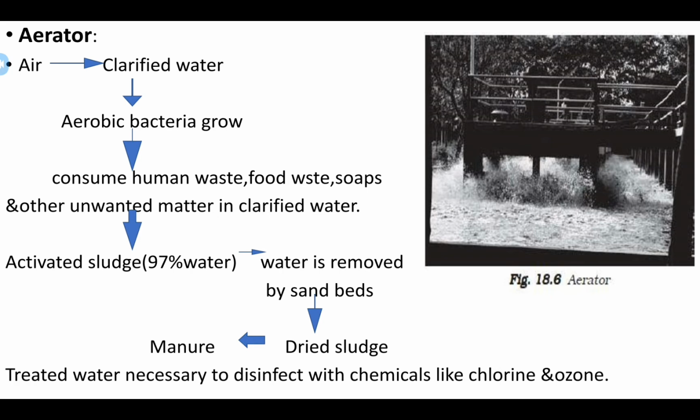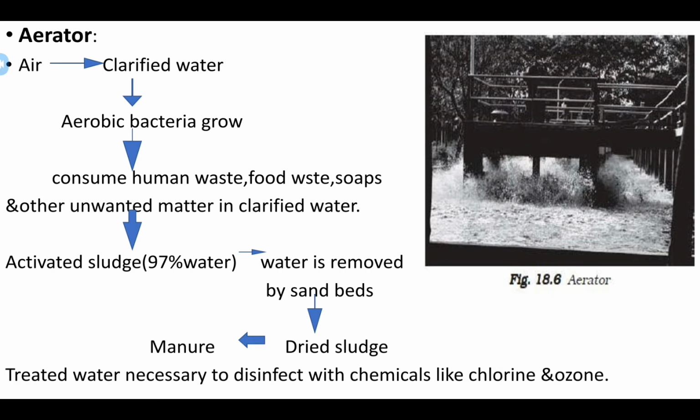This water is mainly removed by sand drying beds. Those are one type of machines. They can compress the water. These sand beds mainly absorb water, by which we can easily squeeze the water out. Whatever sludge remains after removing the water is called dried sludge.